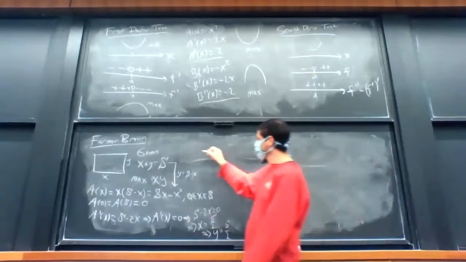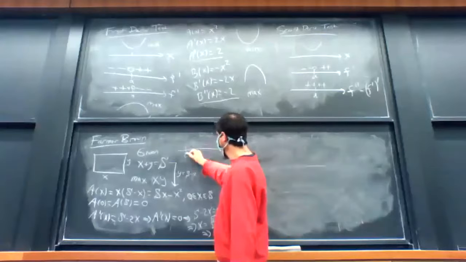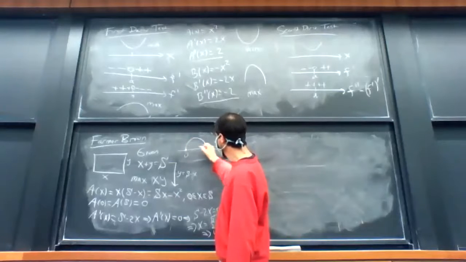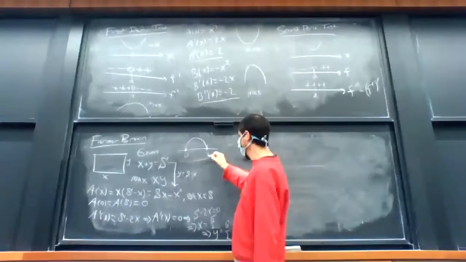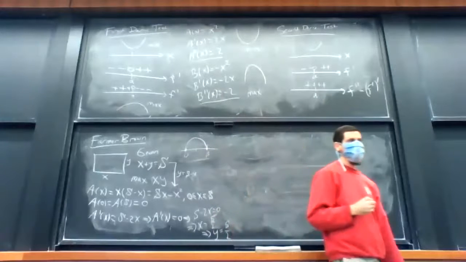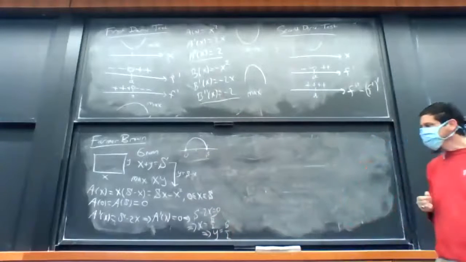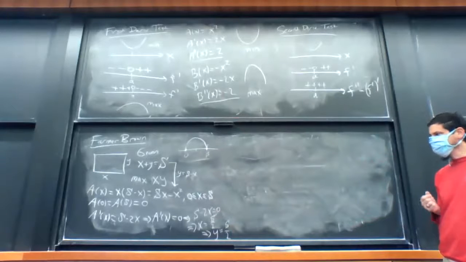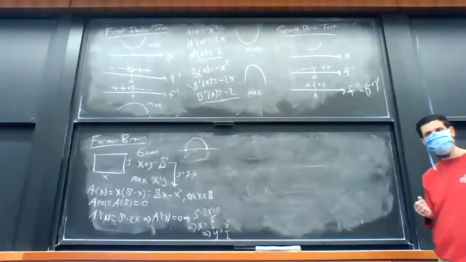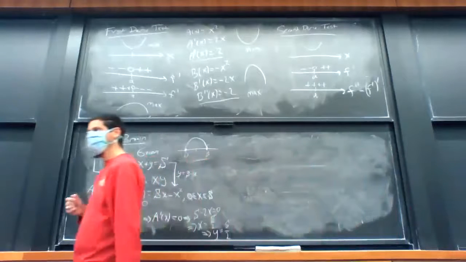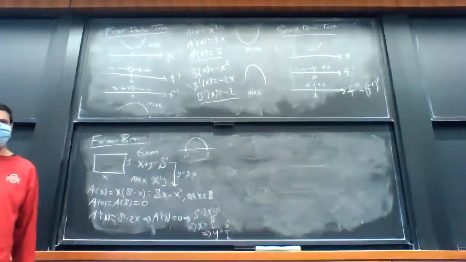If you were to plot this, you could actually get it immediately. Here's zero, here's f, and you'll see it's a parabola. It's zero at zero and f. The vertex is in the middle. So this is the standard Farmer Brown problem. Is there anything I should have done that I didn't do? What did I not do?